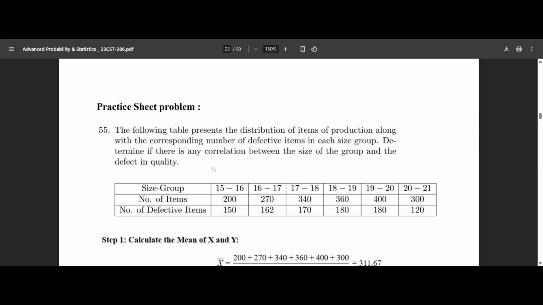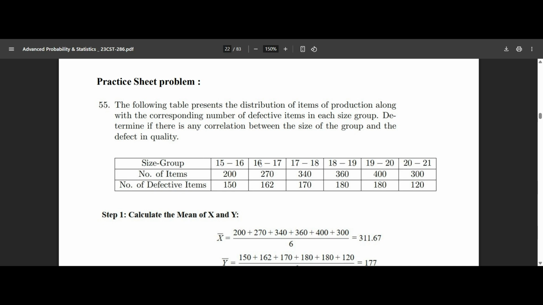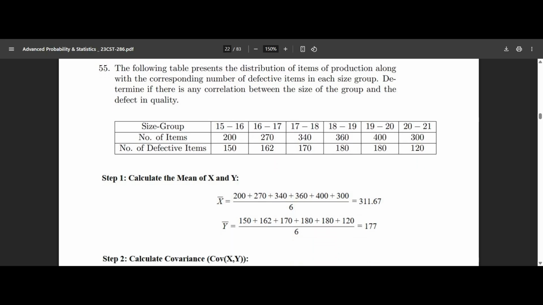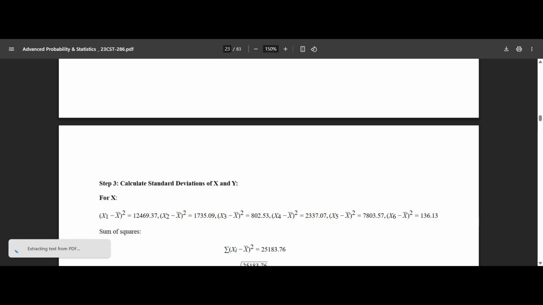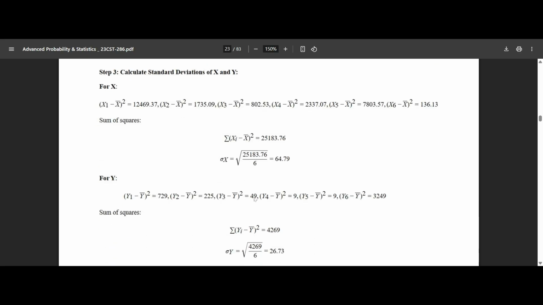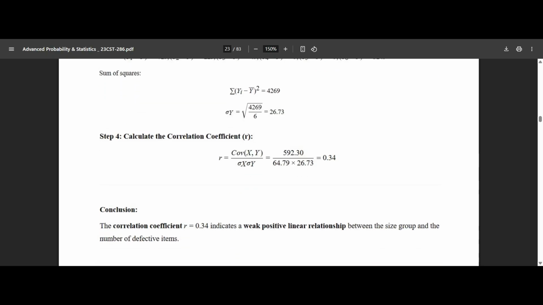सो प्रैक्टिस शीट की एक प्रॉब्लम है कि जिसमें आपको एक पूरा सैंपल स्पेस दिया हुआ है and you have to determine if there is any relationship between the size of the group and the defect in quality. Okay, so first we calculate the means of x and y. So x a number of items, y a number of defective items. Then we calculate the covariance, calculate the standard deviations. So finally, calculate the correlation coefficient, which comes out to be 0.34. These sums are usually a bit lengthy, so you're advised to carry proper calculators and all with you.